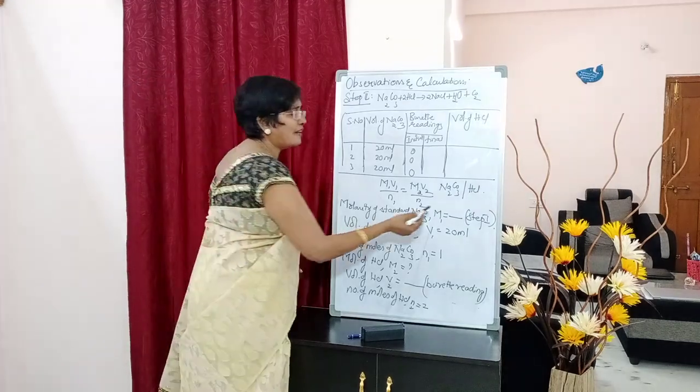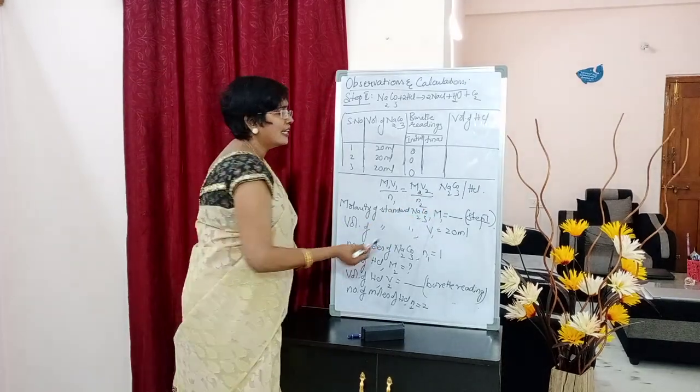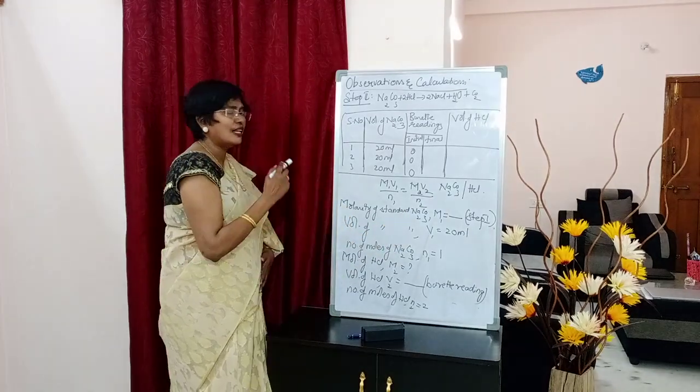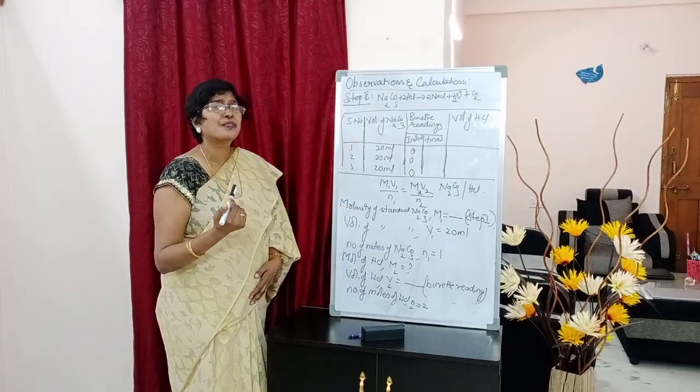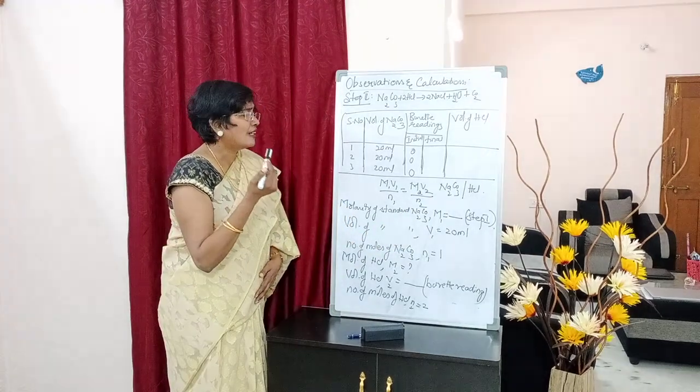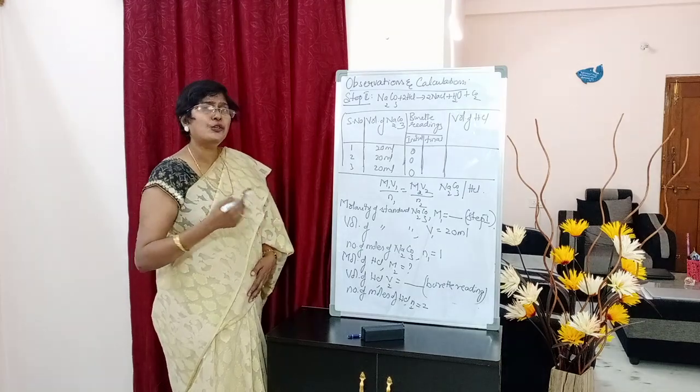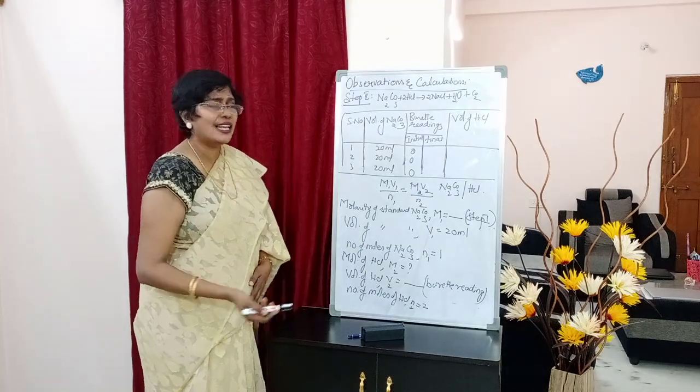So, left side we have taken Na2CO3, right side HCl. So, left side that means M1V1, N1 will be Na2CO3 values, and M2V2, N2 will be HCl values.